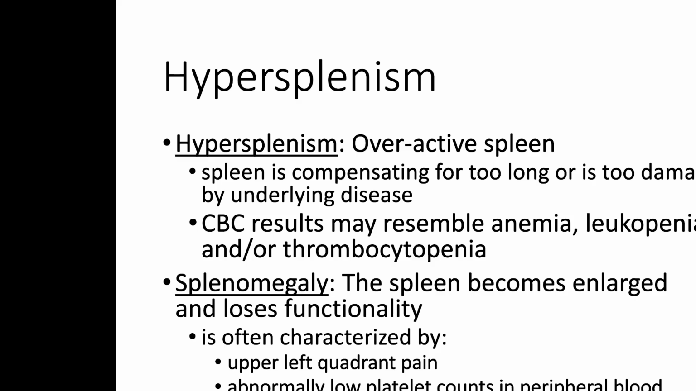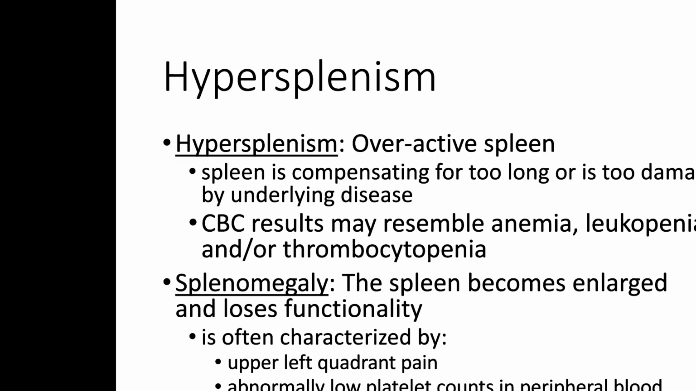So I've been talking a lot of terminology and I just would like to reiterate it again. Hypersplenism just means that you have an overactive spleen. The issue is that your spleen has been compensating for way too long and it's become damaged by underlying diseases, but either way, it's still forced to be very, very active. Patients with hypersplenism might have CBC results that resemble anemia, leukopenia, and/or thrombocytopenia, just due to the impaired function of the spleen.